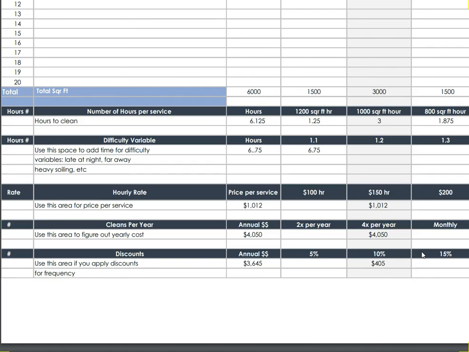I'm not telling you to do that. I'm showing an example. And so we went with 10%. That's $405. We deducted it. So the annual price would be $3,645 if they went with this 4 times a year package.